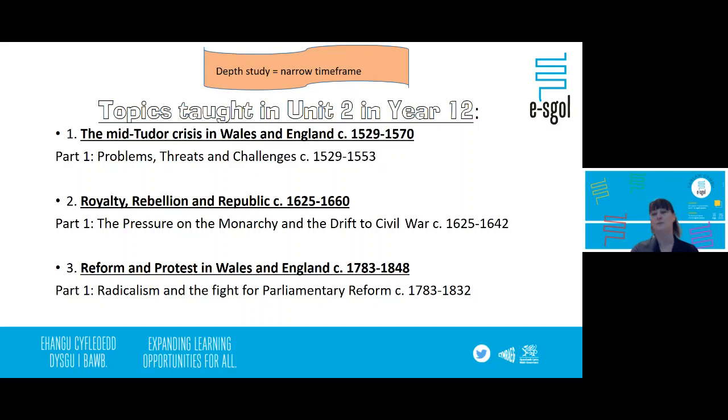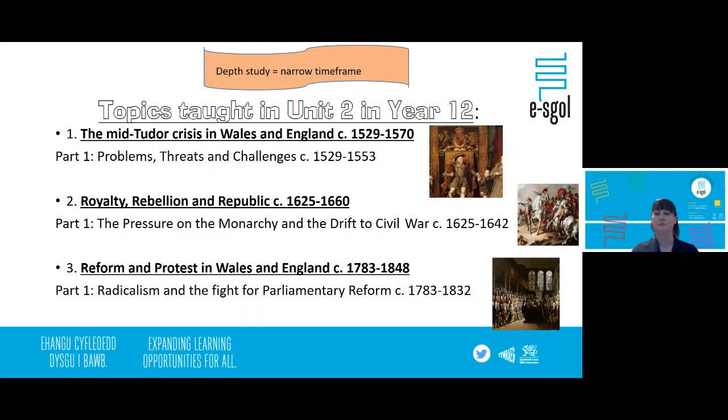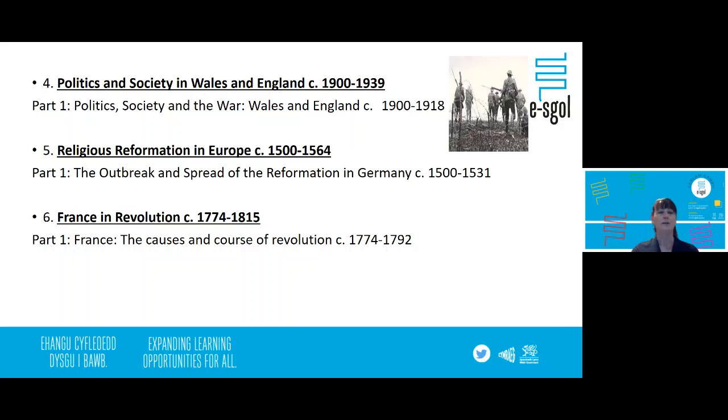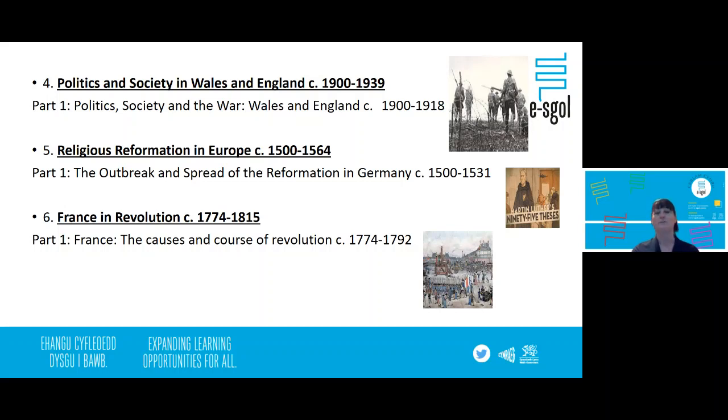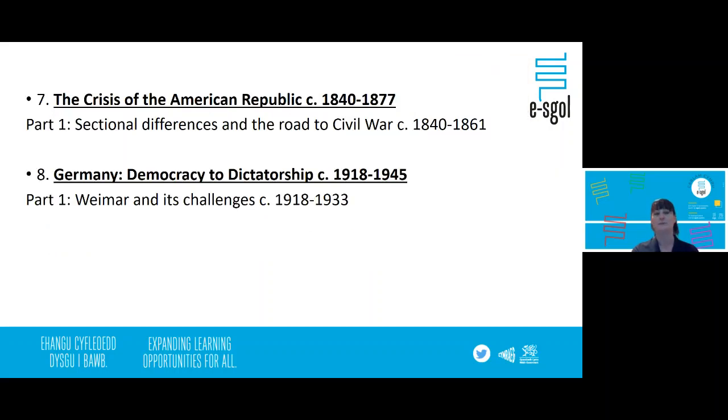So you'll go all the way up to 1570 at that point. So you might be doing Depth Study 1, or you may be doing Depth Study 2, which is Royalty, Rebellion and Republic, or maybe Reform, Protest in Wales and England, 1783 to 1848. Or you might be doing Politics and Society in Wales and England, 1900 to 1939, or Religious Reformation in Europe, 1500 to 1564, or maybe France and Revolution, 1774 to 1815.